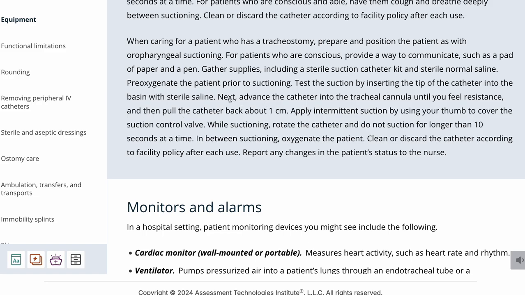Okay, this is something you should know. If you have to suction a patient who has a tracheostomy, you only advance the catheter into their trachea until you feel resistance, and then pull back the catheter 1 centimeter. So remember how I said we would stick the catheter down their mouth to suction them? People who have trachs, you stick it down there, because now that part is their mouth. You stick the suction down the trach until it doesn't move anymore, and then you pull it back 1 centimeter, and then you start suctioning.